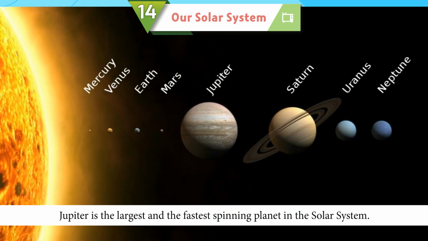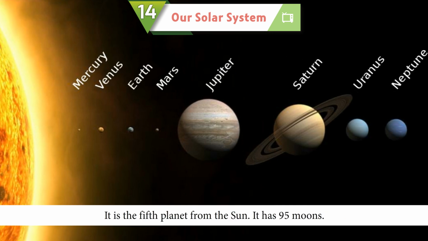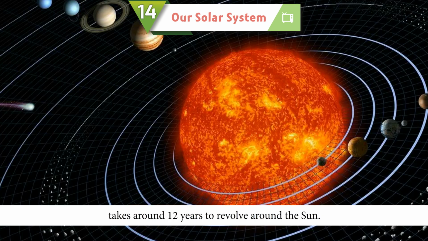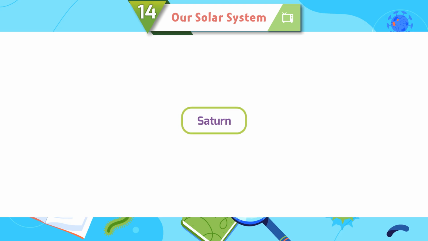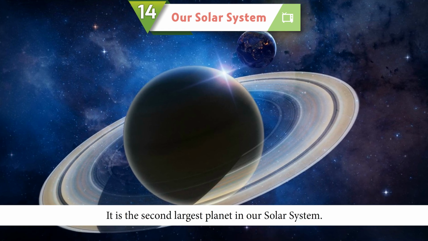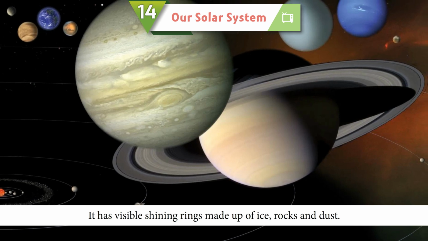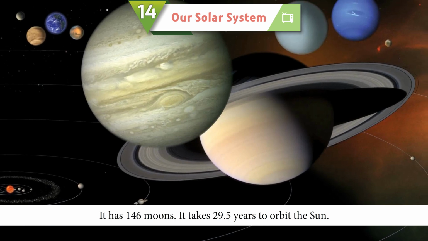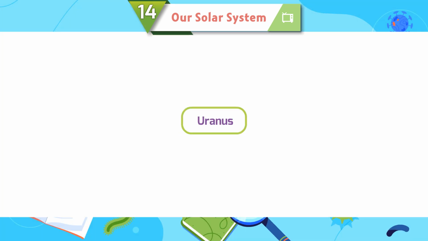Jupiter. Jupiter is the largest and the fastest spinning planet in the solar system. It is the 5th planet from the Sun. It has 95 moons. It takes around 12 years to revolve around the Sun. Saturn. Saturn is the sixth planet from the Sun. It is the second largest planet in our solar system. It has visible shining rings made up of ice, rocks, and dust. It has 146 moons. It takes 29.5 years to orbit the Sun.